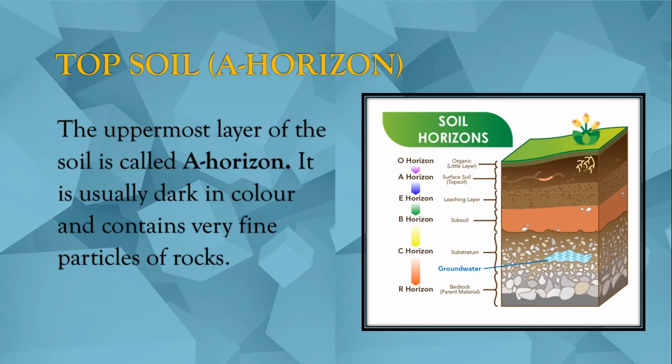Topsoil or A horizon. The uppermost layer of the soil is called the A horizon. It is usually dark in color and contains very fine particles of rocks. It is rich in humus, which makes the soil fertile. Plants get the essential nutrients from this layer. The soil in this layer is soft, porous and can hold more water. This layer is also known as topsoil. The topsoil provides a home to many organisms such as worms, rodents, beetles and moles.